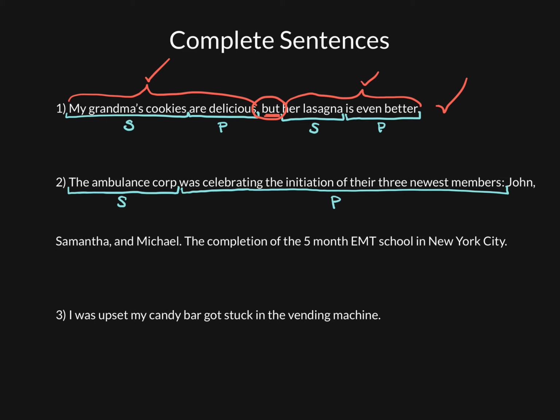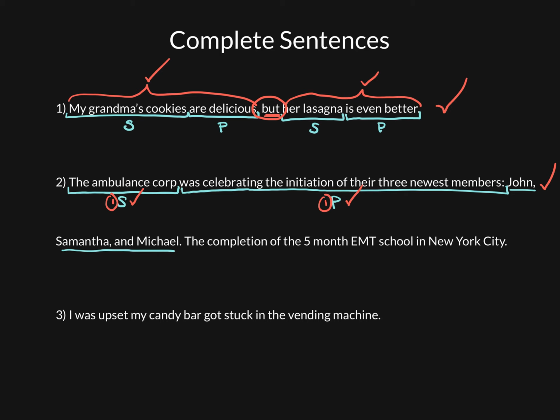Now, with this in mind, we also have a little bit of additional information, and these newest members were John, Samantha, and Michael. However, that's kind of irrelevant here because right away we see that we have a subject and a predicate. So since we have one subject and one predicate, this is going to be a complete sentence. Now, let's look at the next sentence.